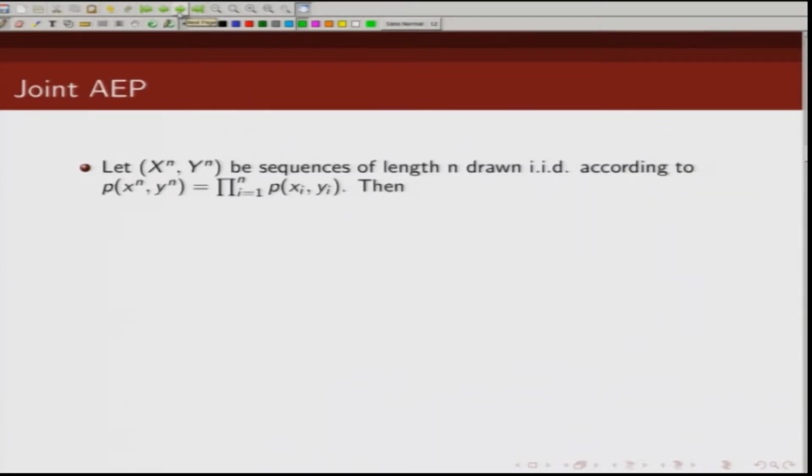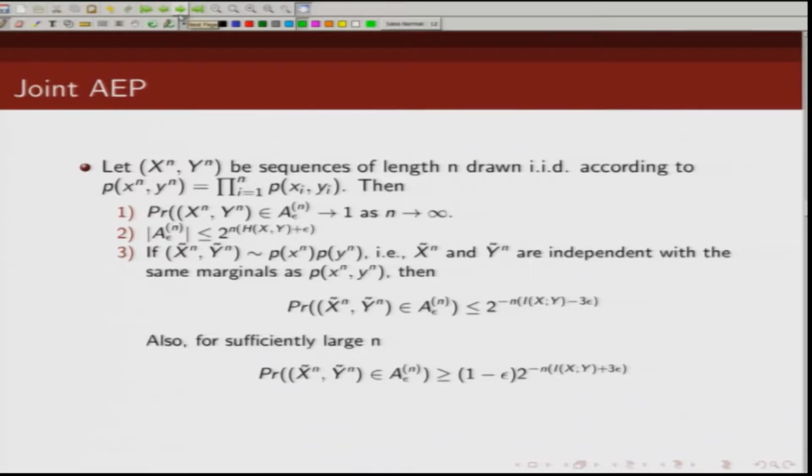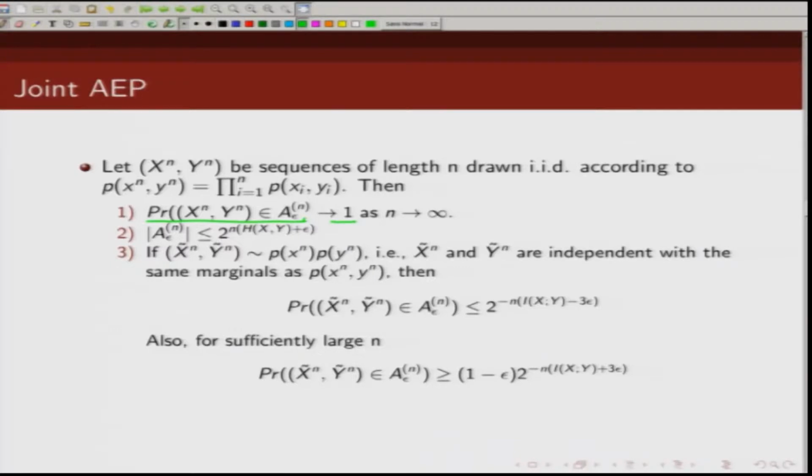Now let us prove some properties of these joint typical sequences. If x^n, y^n are sequences of length n drawn independent identically distributed according to this distribution, then the following conditions hold. What's the first property? The probability that x^n and y^n belong to the joint typical set approaches 1 when the length of the sequence is very large.